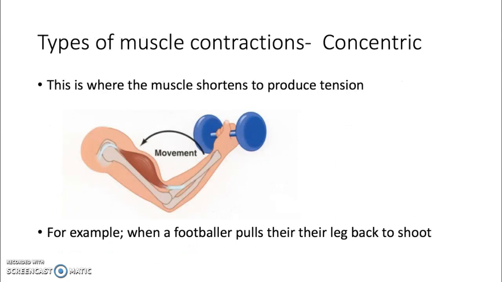There are three types of muscle contractions. One of these is concentric contraction. Concentric contraction is an example of isotonic muscle contraction. Concentric contraction is when a muscle shortens to produce tension. The two bones are pulled together by the force produced. This causes joint movement. For example, in football, a football player's biceps femoris is concentrically contracting when they pull their leg back to shoot.